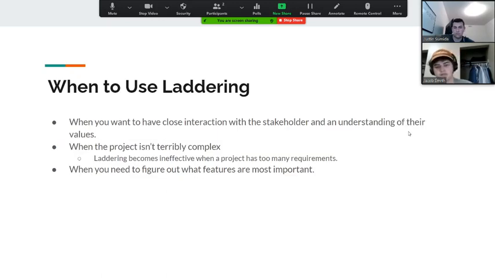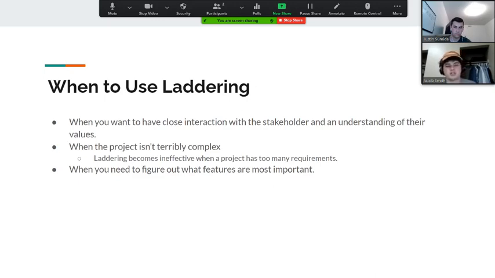And it's important to know when we need to use laddering, and this goes back to having an understanding of the pros and cons. One of the greatest positive things about laddering is getting to have that close interaction with the stakeholder and understanding their values. Because if you have that interaction with them, if you understand them, then you can develop a product that they'll be happy with, and it's the product that they actually need.